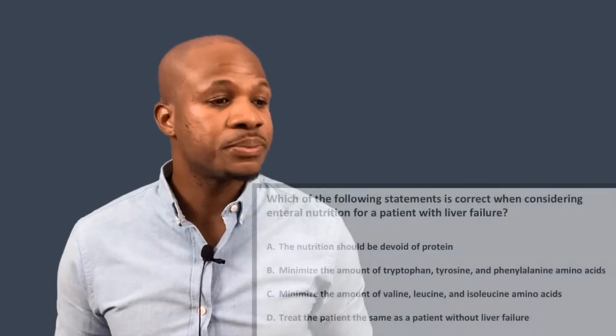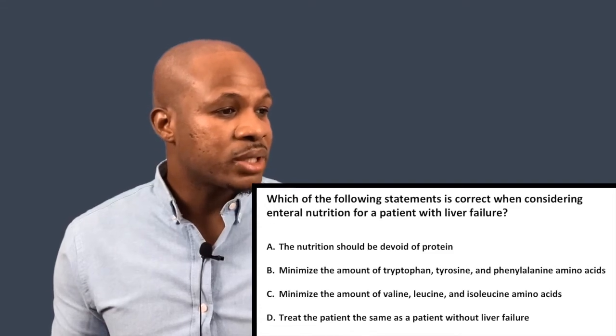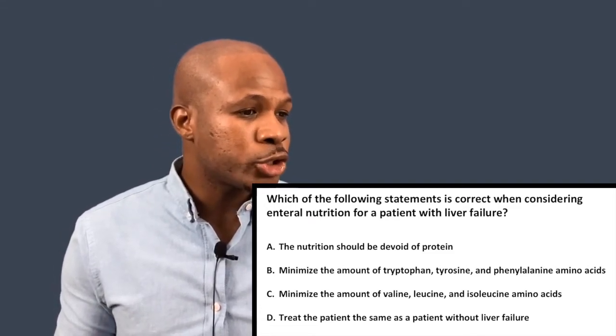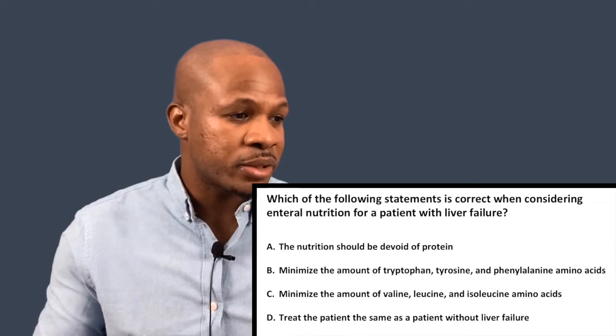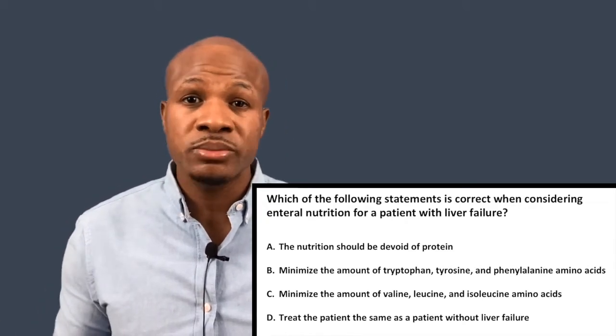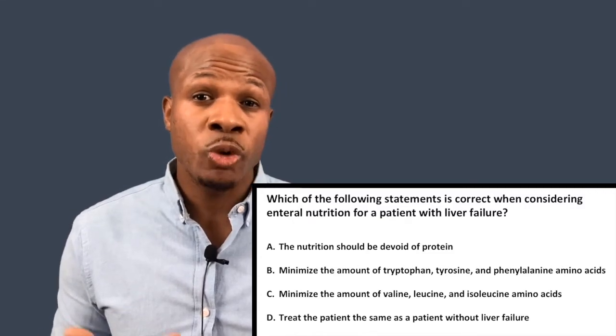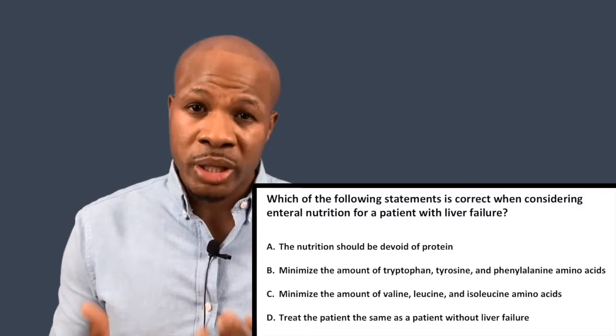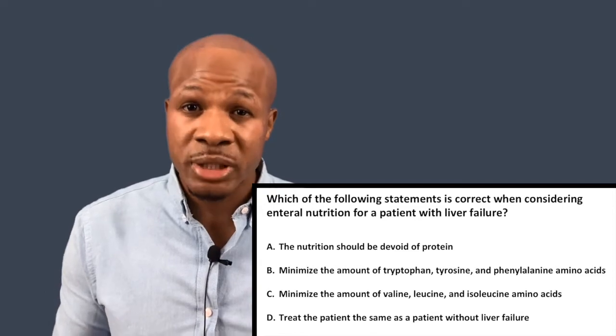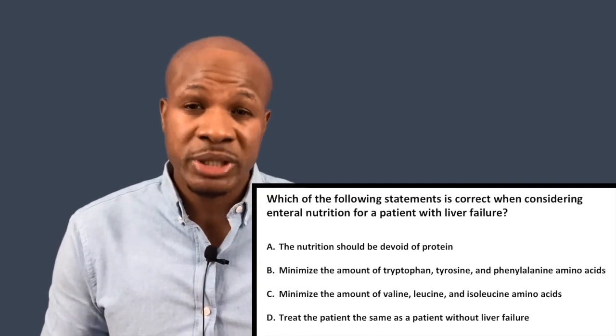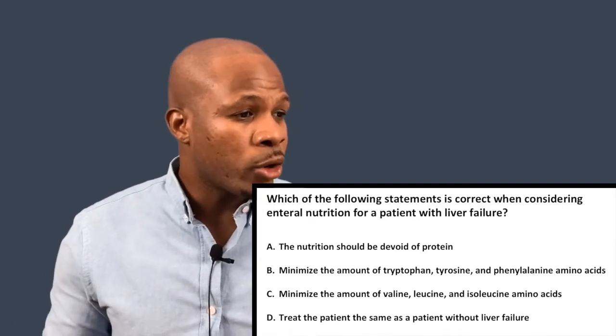Question number 3 states, which of the following statements is correct when considering enteral nutrition for a patient with liver failure? Okay, so it's a very straightforward question. We have a patient with liver failure and we're being asked what we should take into consideration when giving such a patient enteral nutrition. So let's look at the answer choices. Answer choice A says, the nutrition should be devoid of protein.